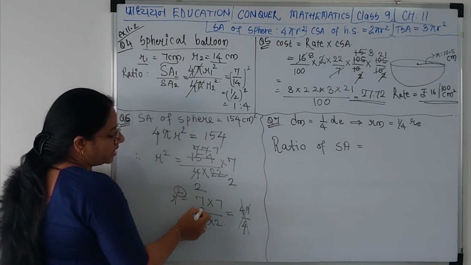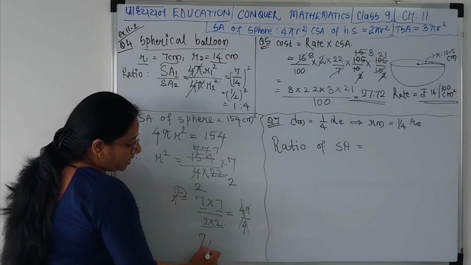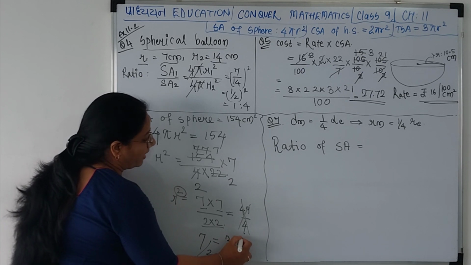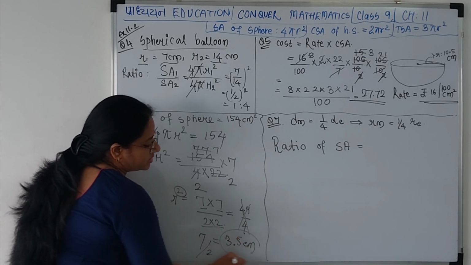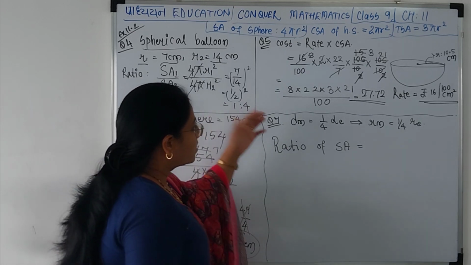You can already see that if there are two 7s, then only one 7 will come in the square root. If there are two 2s, then only one 2 will come in the square root. So you are left with 7/2, that is 3.5 centimeters. So that is the required radius. Clear? Okay. Question number 7.